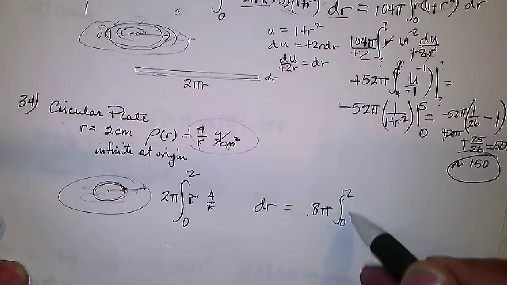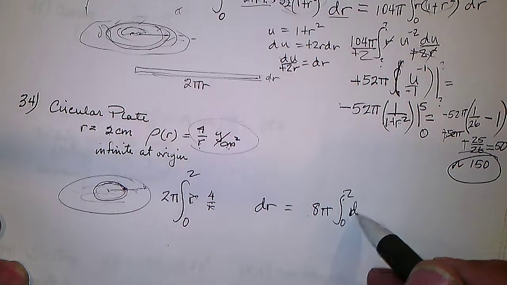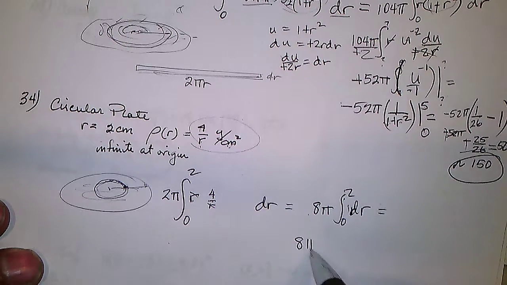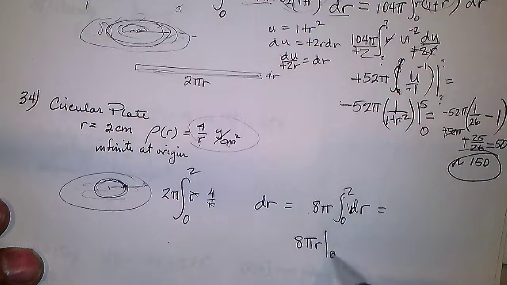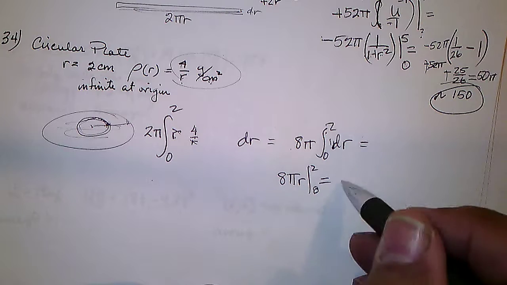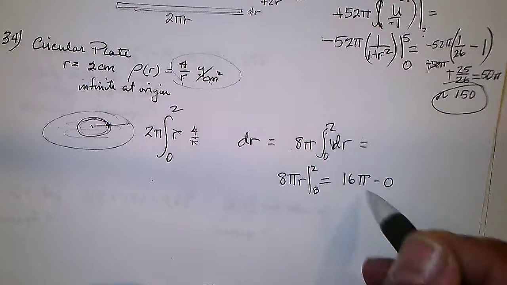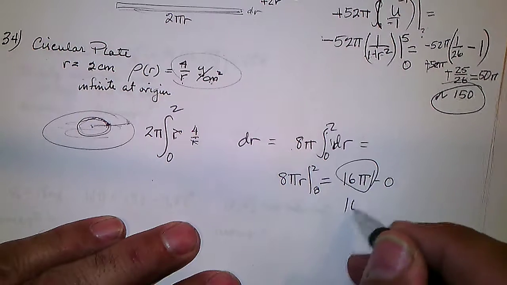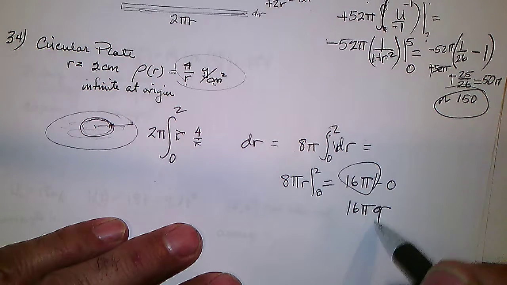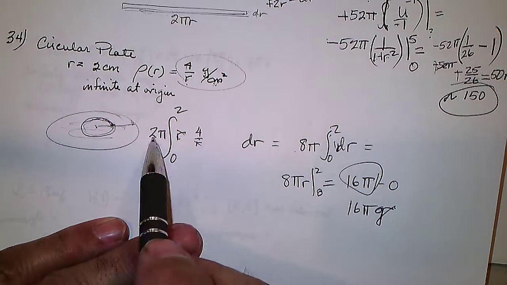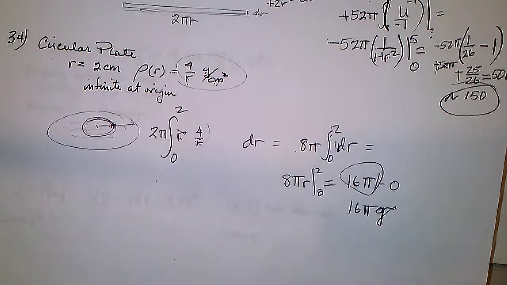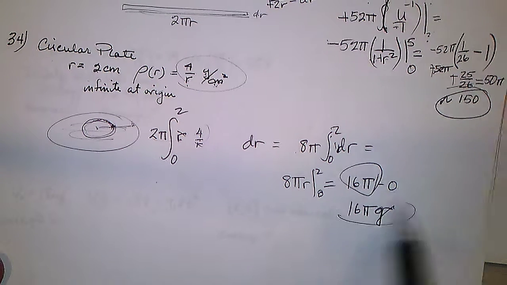integral from 0 to 2 of dr. 1 dr. Integral of 1 is just r. So we got 8 pi r evaluated from 0 to 2, which is 16 pi minus 0. So it's just 16 pi grams. And the centimeters squared are gone because we took it times area, centimeters squared, and times something that's per centimeter squared, and we get just the grams.